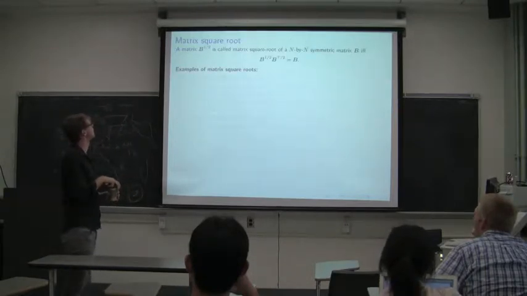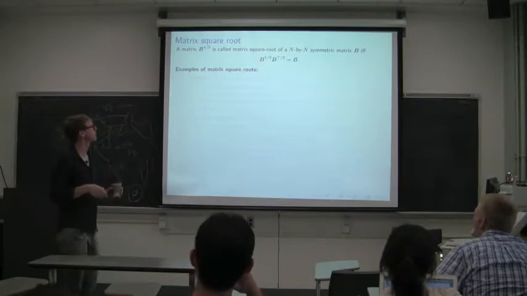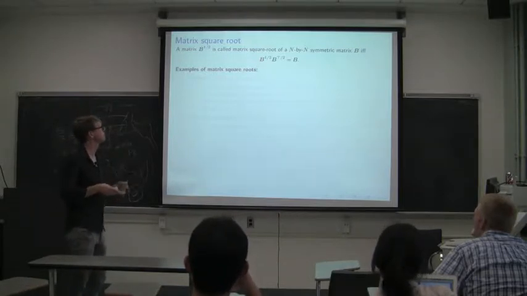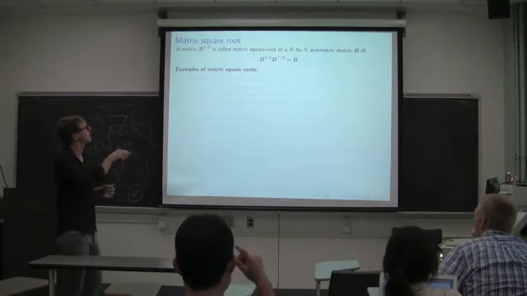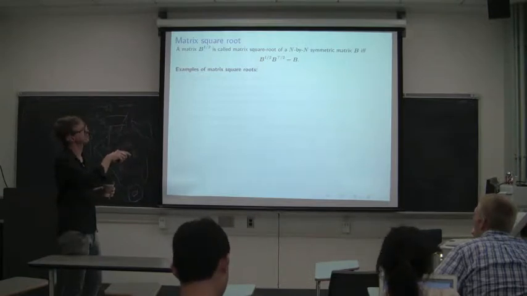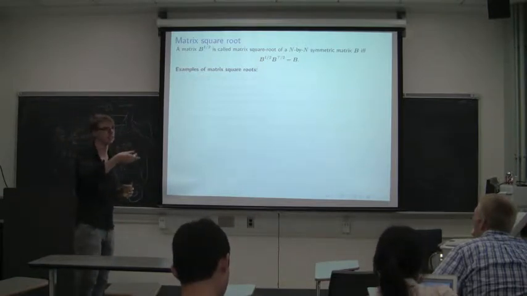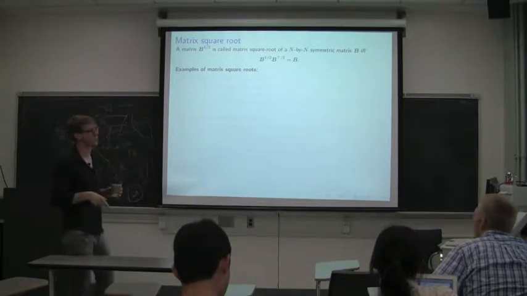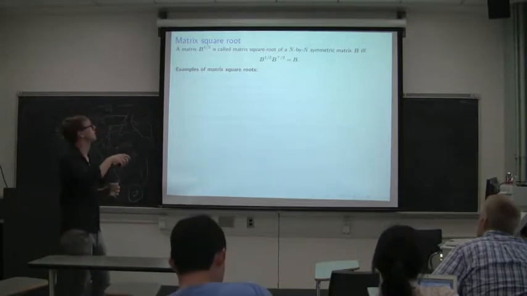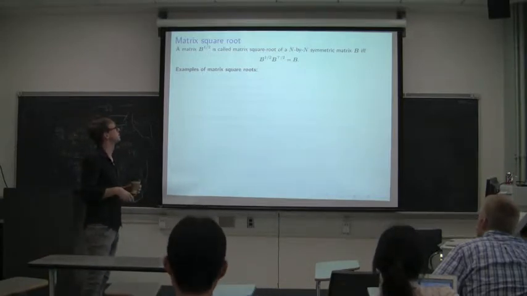Okay, so matrix square roots. What is a matrix square root? It's basically just some matrix that, if you multiply it by itself transposed, if it's non-symmetric, or just by itself if it's symmetric, then you get the original matrix out. The original matrix is n by n, so it's symmetric.